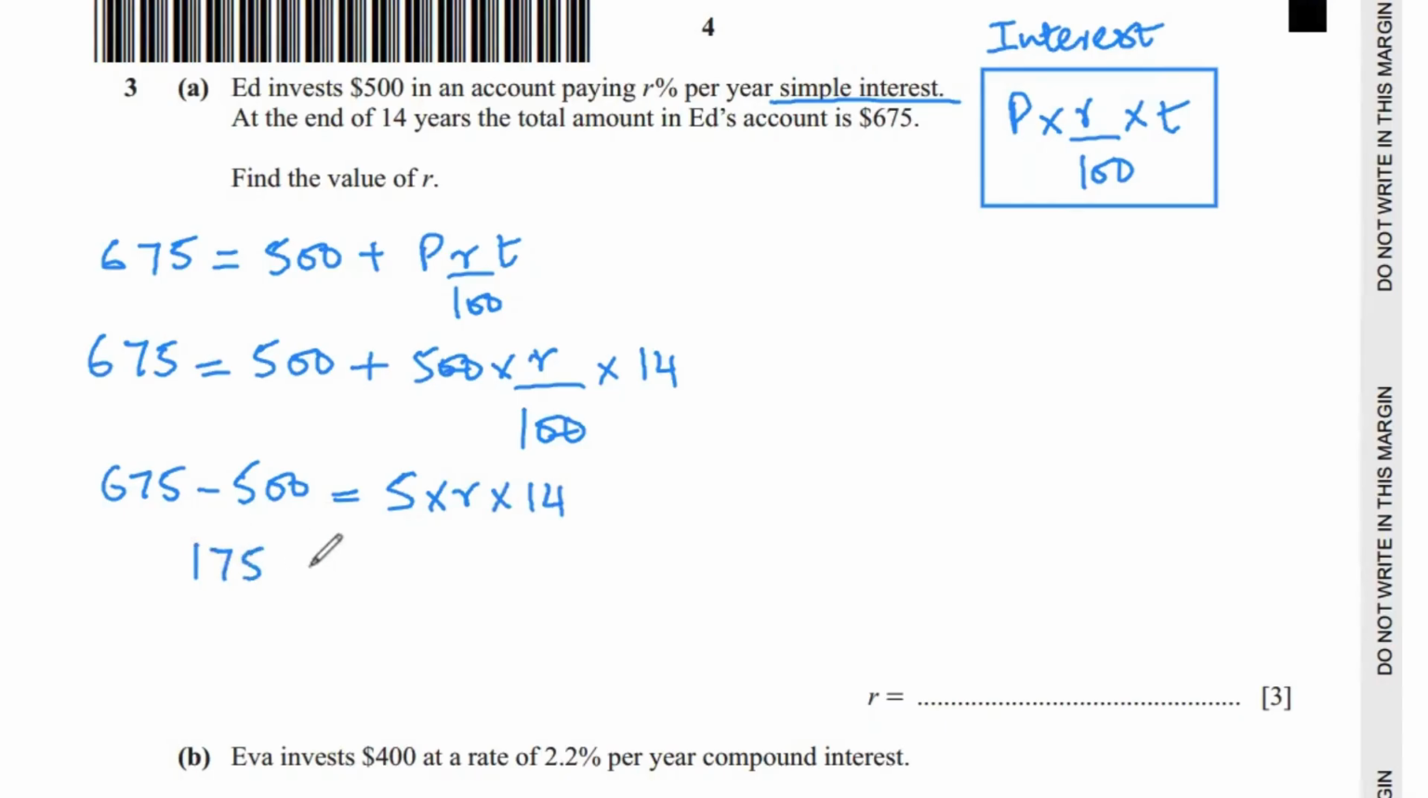That's 175 equals 5 times 14 times R, which is 70R. 175 divided by 70 equals the value of R, which is 2.5. So the rate of interest for this is 2.5%, or just 2.5.